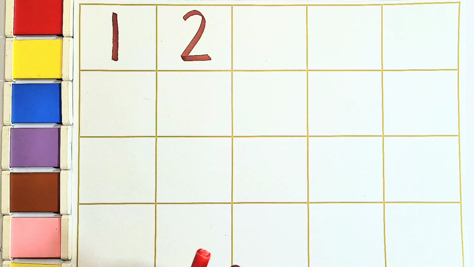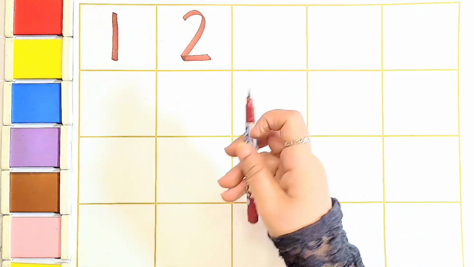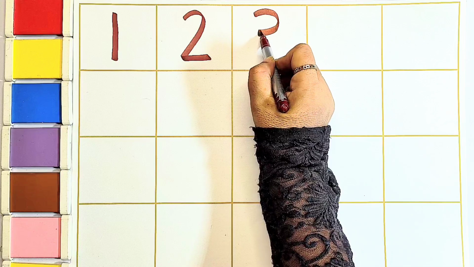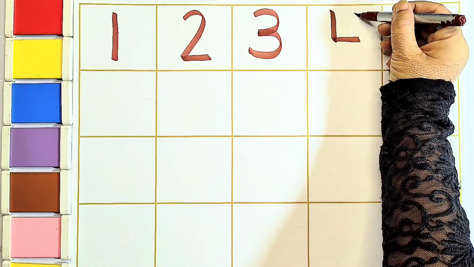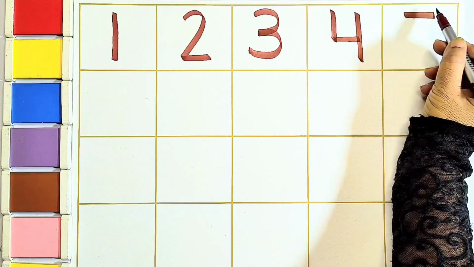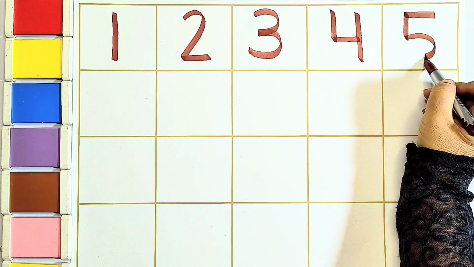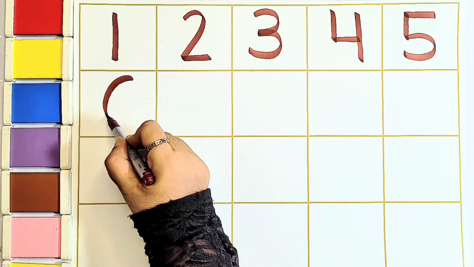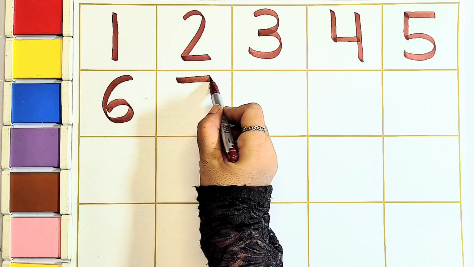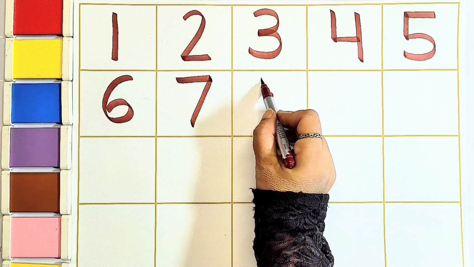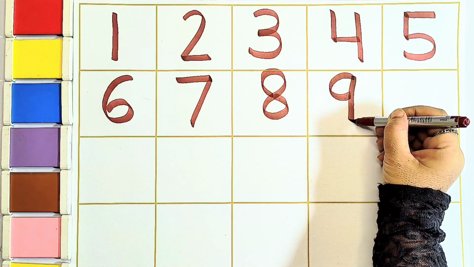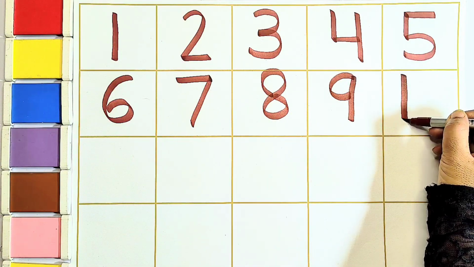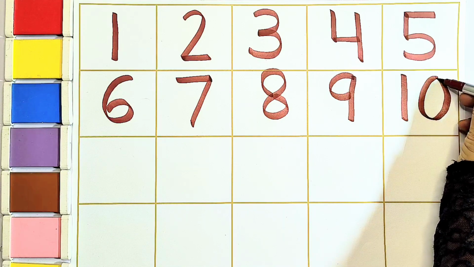I'll be using brown and red. 1, 2, 3, 4, 5, 6, 7, 8, 9, 1, 0 is 10.